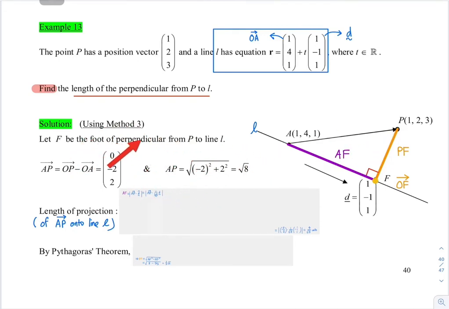Now in order for us to use the Pythagoras theorem, because this is the hypotenuse, the hypotenuse squared minus AF squared will give PF squared. Therefore we need to find what AF is. Based on our vectors 1, the distance here from this point to this point, the line segment AF, is basically the length of projection of the vector AP onto the line. So this AF here is the length of projection of the vector AP onto the line L. If you remember, in vectors 1 we have covered the specific formula already, and the formula is shown over here.